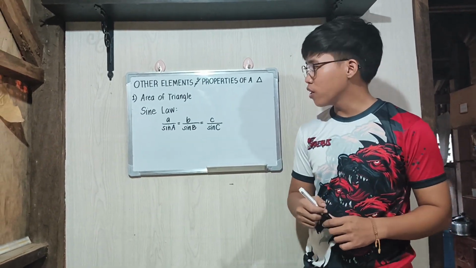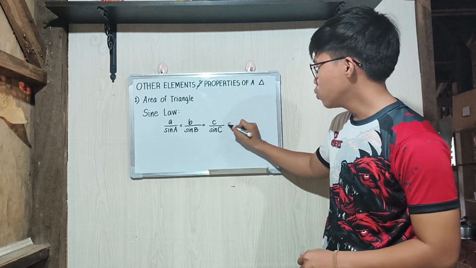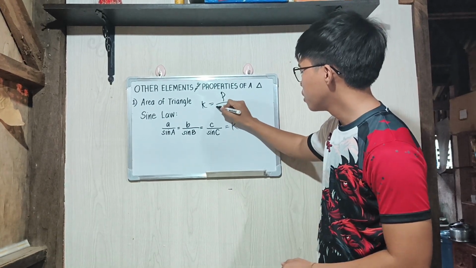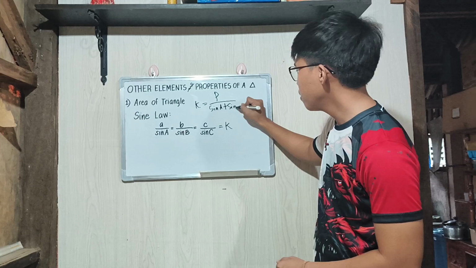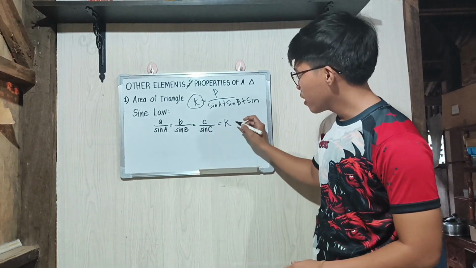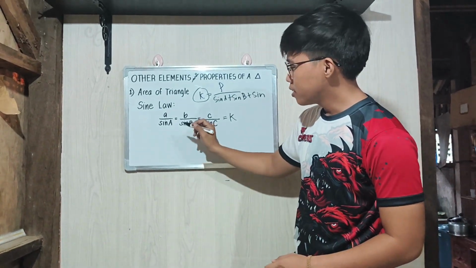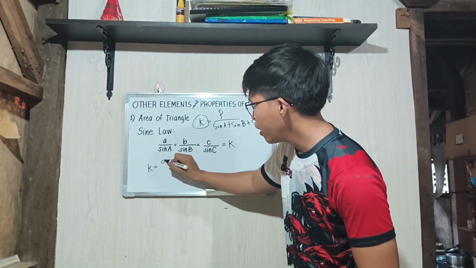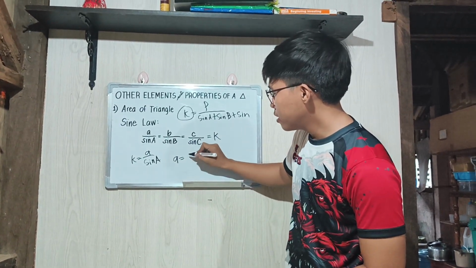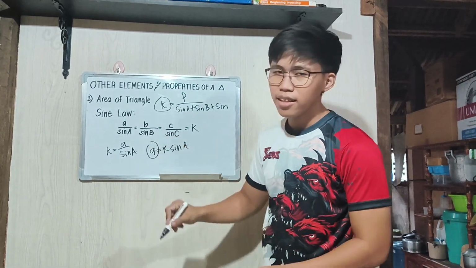If you're given the perimeter and three angles, you can use this formula. You can let this one be k, and k is also perimeter over sine A plus sine B plus sine C. Note that k is equal to each of these three ratios. For example, if you're finding side A, you can use k is equal to A over sine A, then A is equal to k times sine A. So you can get the side A. So that's it.